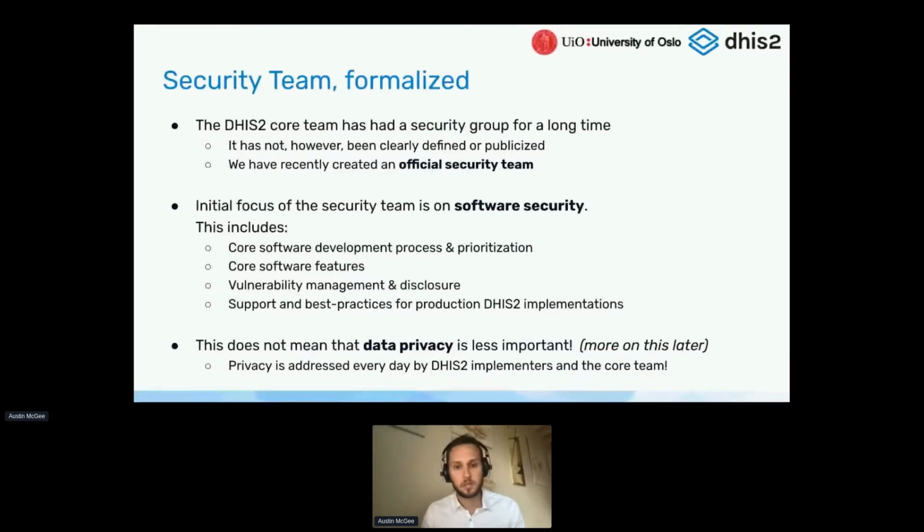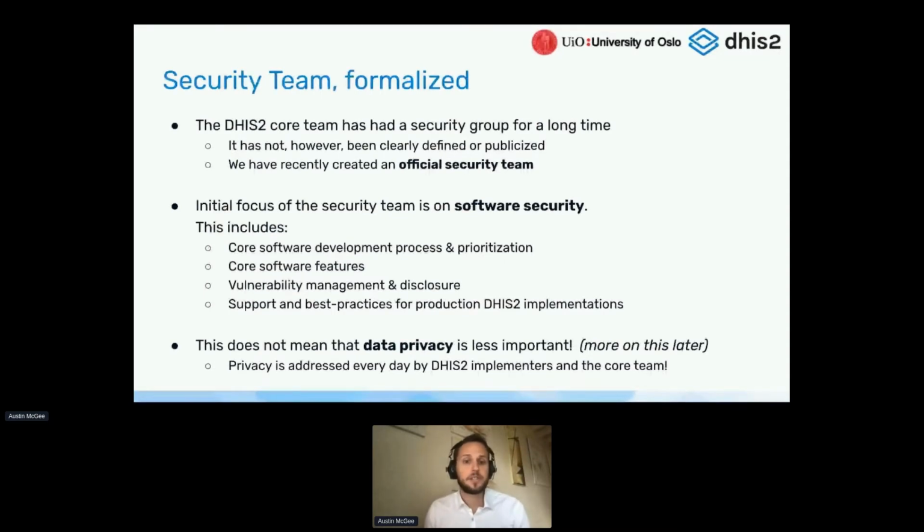So that security team has been around, as I mentioned, since the end of last year. It has representation from pretty much all of the groups within the core team. So we have representation from the development teams on tracker, analytics, platform, front end, back end, Android, as well as from the implementation team that supports different implementations around the world.